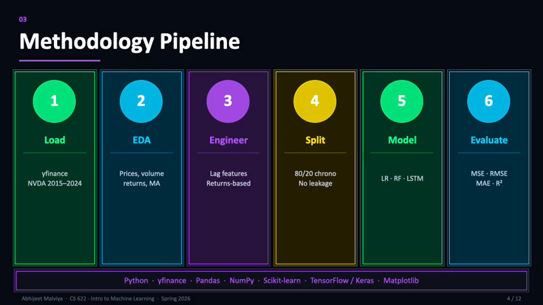So for the methodology pipeline, here's the full pipeline I built. Step 1, I loaded the data using yFinance. My second step was exploratory data analysis, where I visualized closing prices, trading volume, 30 and 90-day moving averages, daily return distributions, and a correlation heat map. For the third step, I used feature engineering, which I'll cover in detail next. The fourth step was the chronological training and testing split. Step 5 was training all three models, and the last step was evaluating them on 4 metrics.